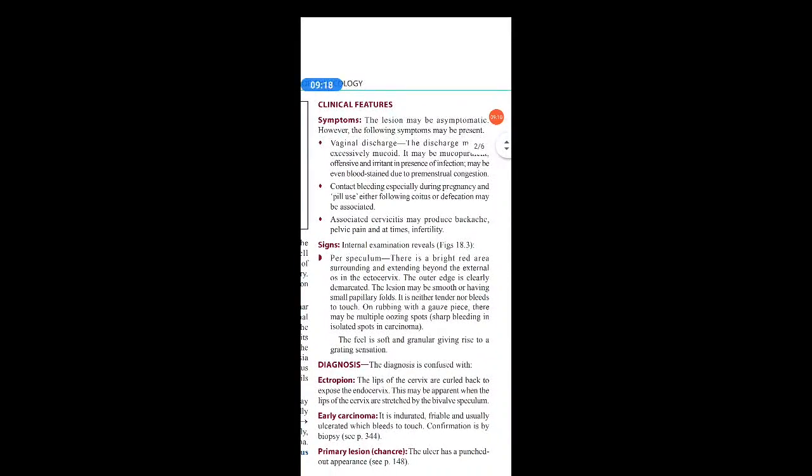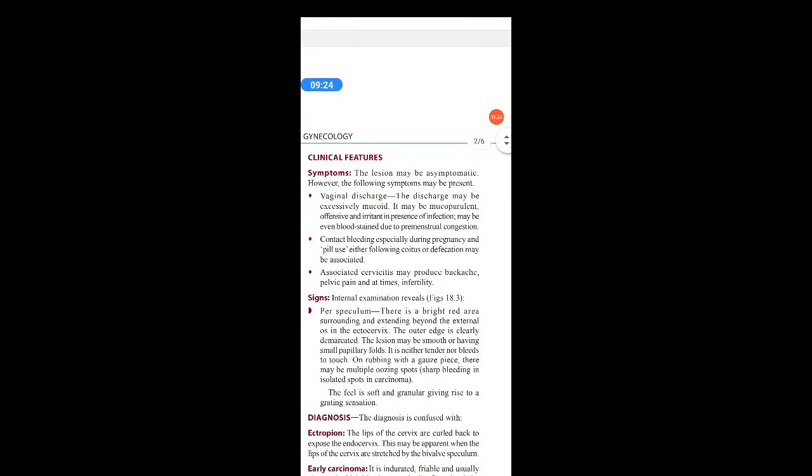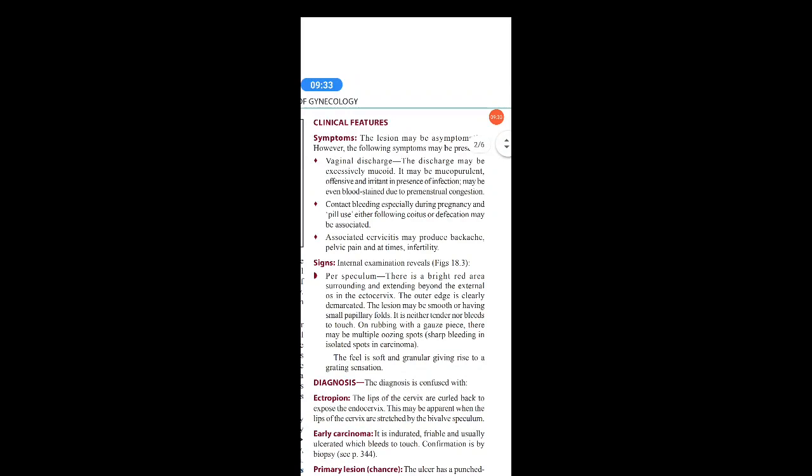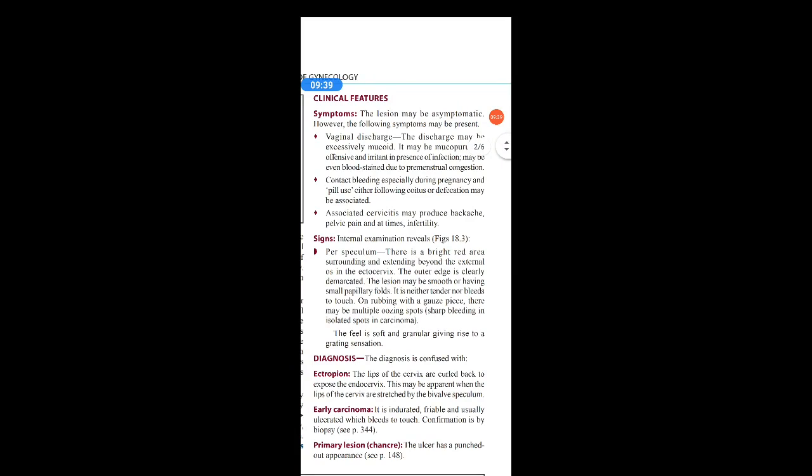And next are the clinical features of the cervical ectopy or the erosion. The lesion may be asymptomatic, however the following symptoms may be present: vaginal discharge, contact bleeding, and associated cervicitis. Vaginal discharge may be excessively mucoid, mucopurulent, offensive, irritant in presence of infection, and maybe even blood stained due to premenstrual congestion.